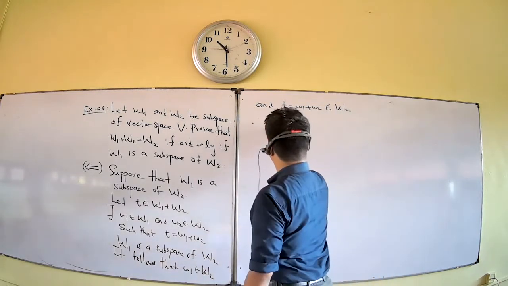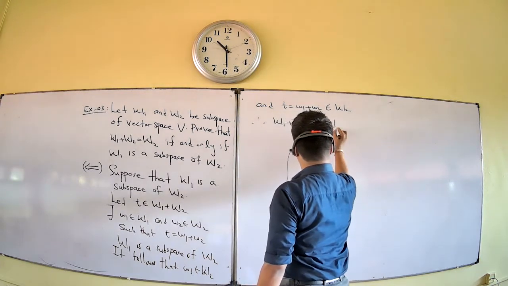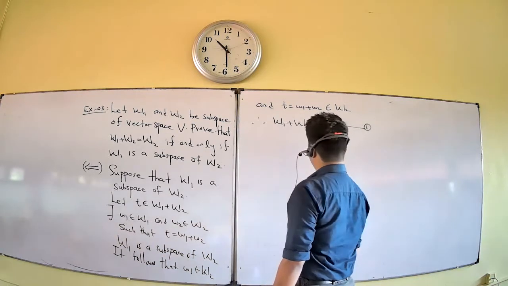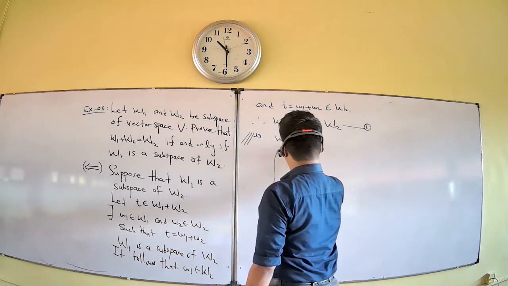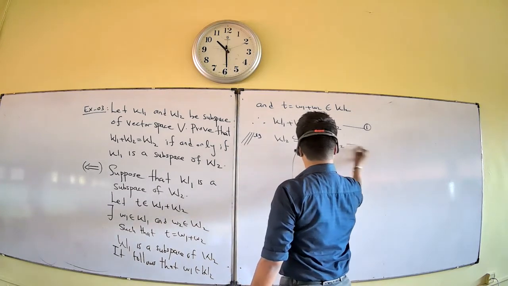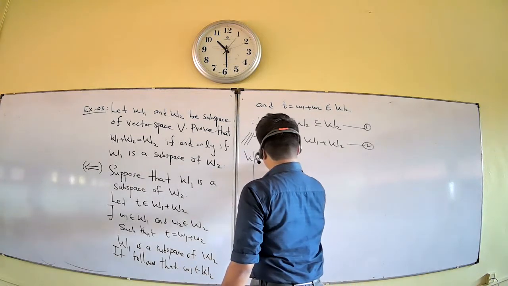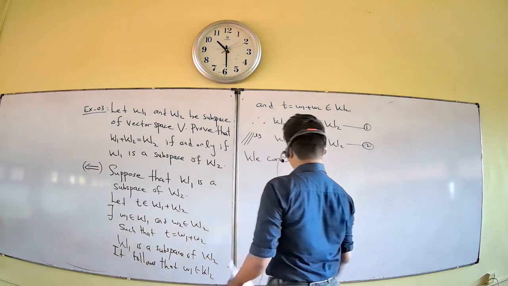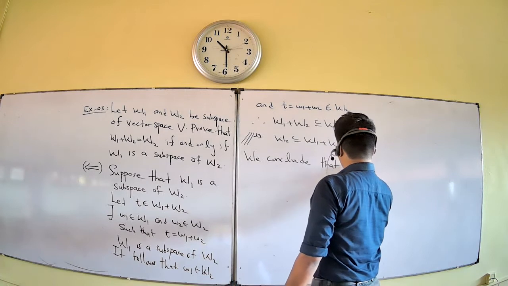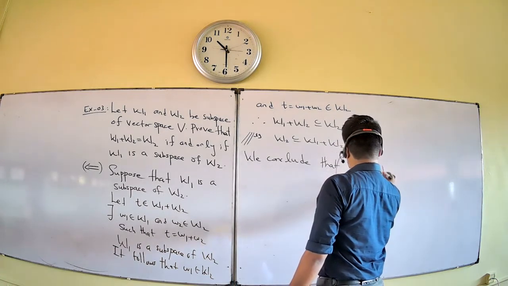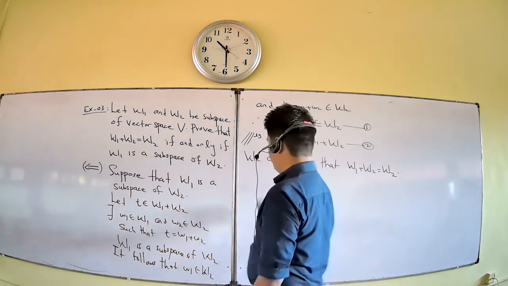Therefore, W1 plus W2 is a subset of W2. This is the first condition. Similarly, we can prove W2 is a subset of W1 plus W2. It is the second condition. We conclude that from these two, we have W1 plus W2 equals W2. Okay. Next, it's the necessary part.